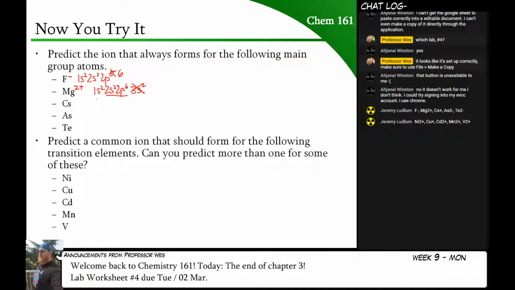For cesium, I'm just going to write this. I think that's right? Yeah. And then I'm going to get rid of that, and we know that xenon has a full S and P subshell. Easy as that.